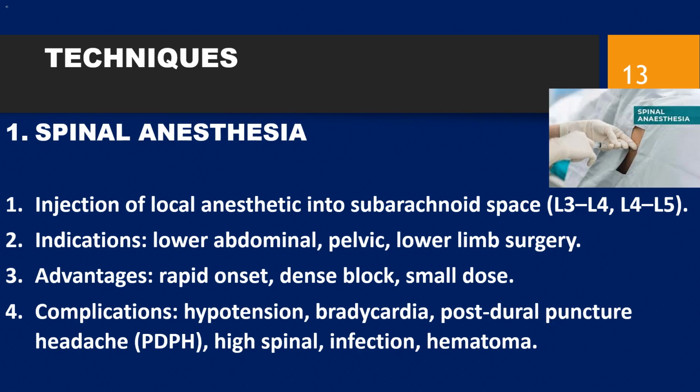1. Spinal anesthesia. 1. Injection of local anesthetic into the subarachnoid space at L3-L4 or L4-L5 provides rapid onset of anesthesia for lower body surgeries. 2. Indications. Lower abdominal, pelvic, lower limb surgery, suitable for procedures below the umbilicus. 3. Advantages. Rapid onset, dense block, small dose, effective anesthesia with minimal drug usage.